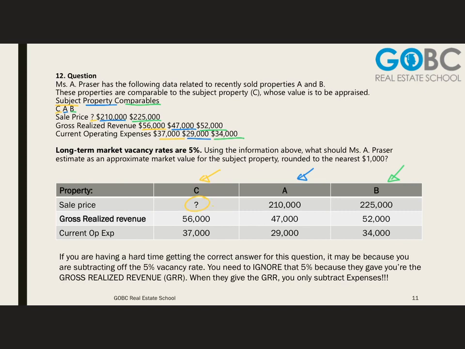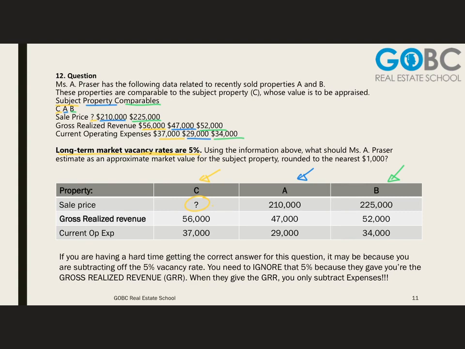So we're trying to find the sale price for our subject property, and if you're having a hard time finding the correct answer for this question, it might be because you are subtracting off the 5% vacancy rate that they actually give you in the question. Now, UBC loves to give extra info and hopes that you just use everything and you're not paying attention to what they've given you.